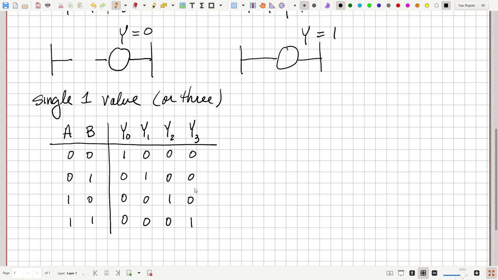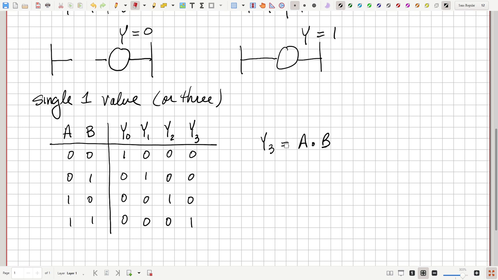Now, we can look over here at this last column, and we can recognize that. That's something we've seen before. So there's a 1 only when A is 1 and B is 1. So that would tell you that Y3 is equal to A and B. Now, the other columns, we can use the same idea, but also include the NOT operation.